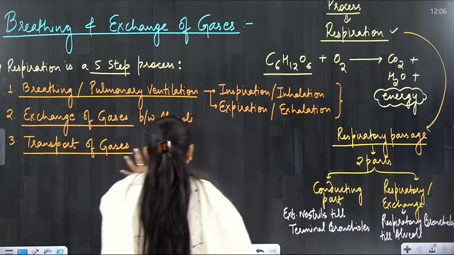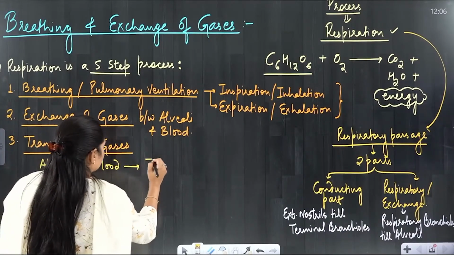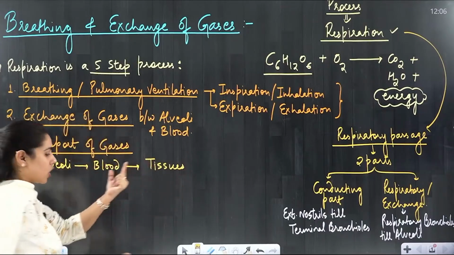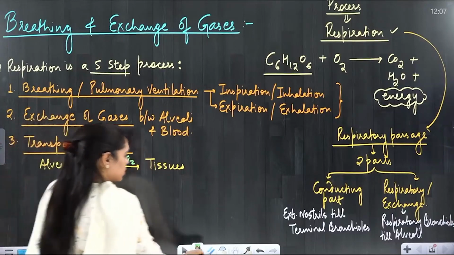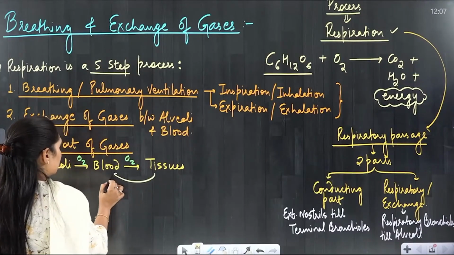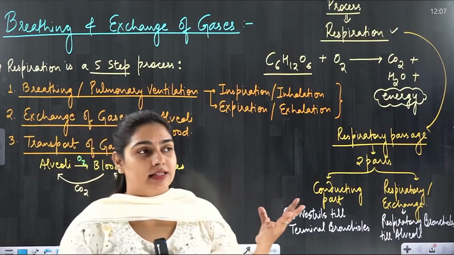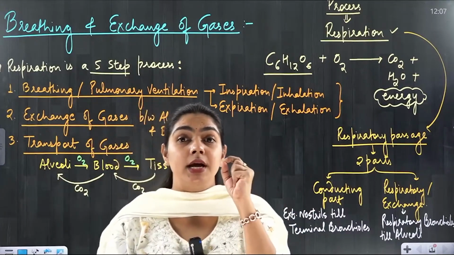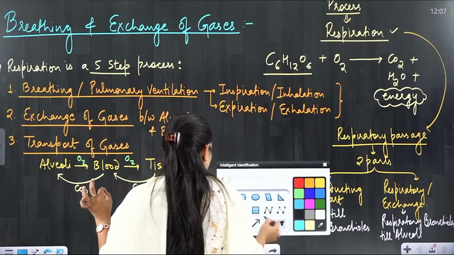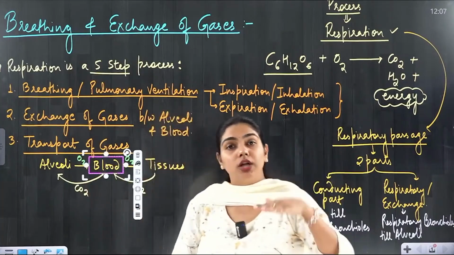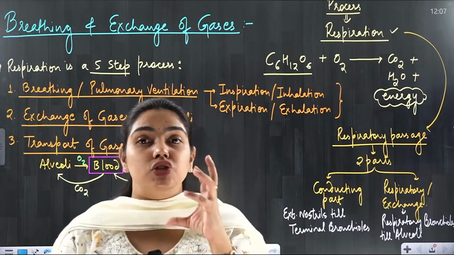In this transport of gases, oxygen is going from alveoli to the blood, and from blood to the tissues, beta. But carbon dioxide is coming from tissues to blood and then from blood to alveoli. So this is transport of gases. Are you understanding the meaning of transport of gases? The medium of transport is blood. Through the blood only the oxygen will travel, and through the blood only the carbon dioxide will travel. Both gases will travel through the blood. I will tell you in which forms they will travel.